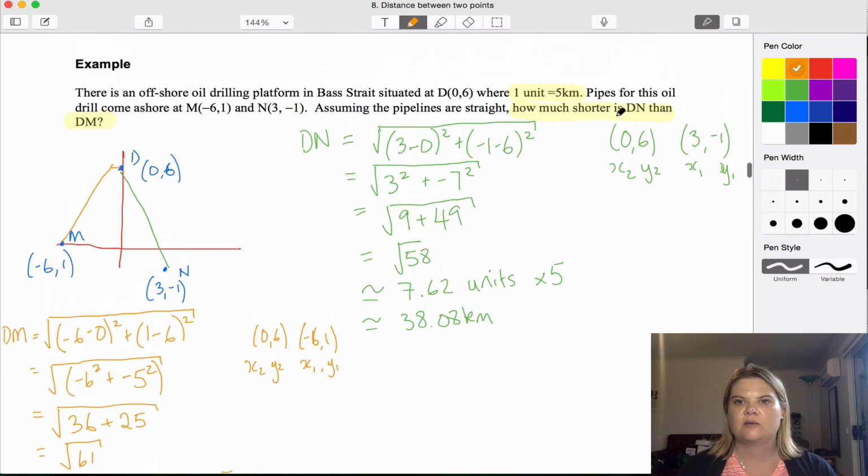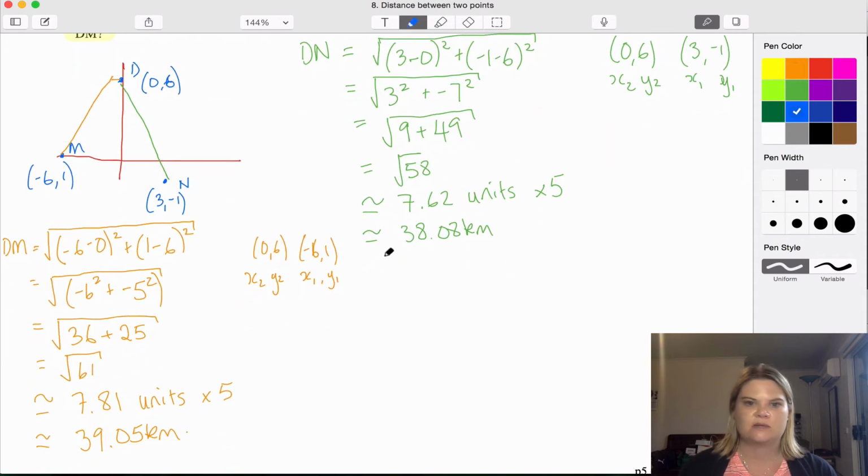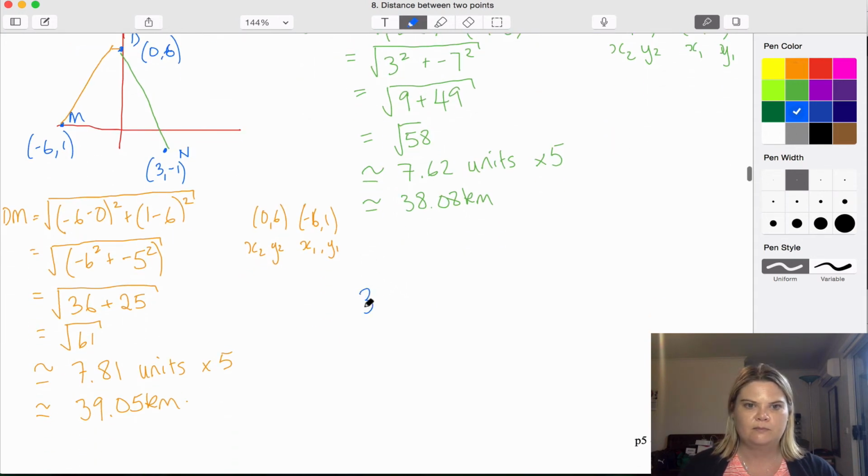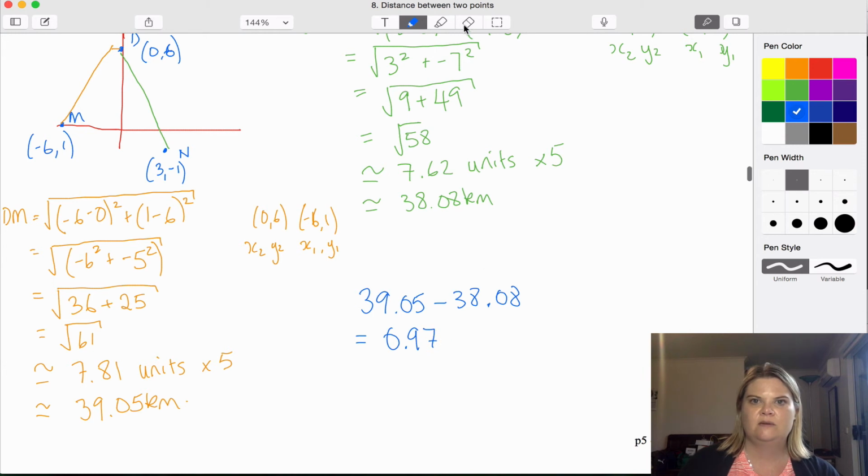Some people might be tempted to stop here and say, here's my 2 answers, finished, done. And this is why it was really important to highlight what the question actually is and remind yourself. So the question is, how much shorter is one than the other? So we just need to do a simple 39.05 take away 38.08 equals 0.97.